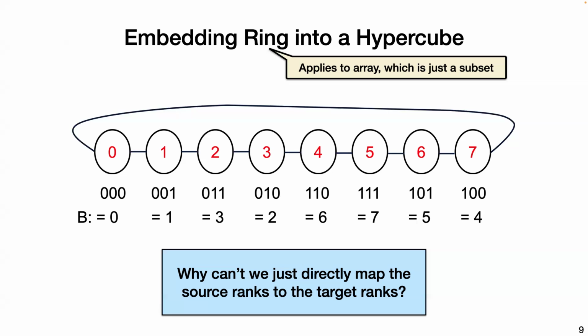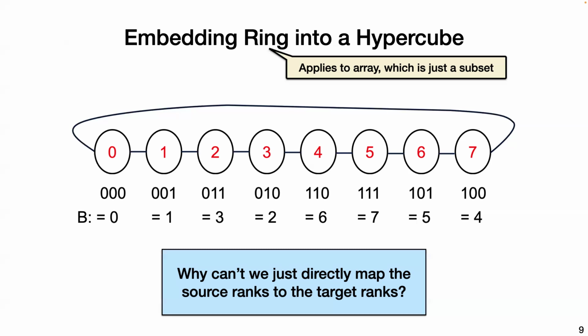But the reason that you can't just directly map the source ranks into the target ranks is because the original ring topology doesn't support hypercubic runtimes. The things that are connected in the ring are not necessarily differing in 1 bit. For example, 3 and 4 differ in more than 1 bit in the original binary representation. So that's why we need to do this, because in this mapping, all the neighbors differ by only 1 bit. And we will continue that next time.